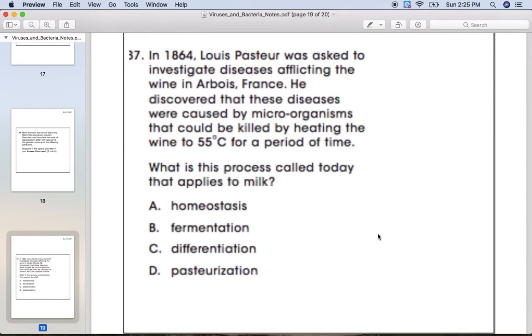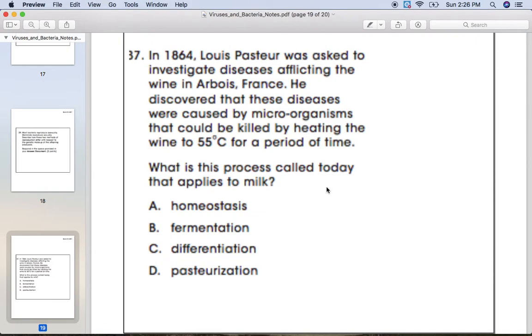So in 1864, Louis Pasteur, I don't know if you've heard of him before, was asked to investigate diseases affecting the wine in Arbois, France. And I don't know if you are aware of this, but France is very well known for its wines. He didn't know about bacteria and viruses at the time, but he knew there was something they couldn't see that was making the wine go bad. And so then he discovered that these microorganisms could be killed by heating the wine to 55 degrees Celsius for a very short period of time.